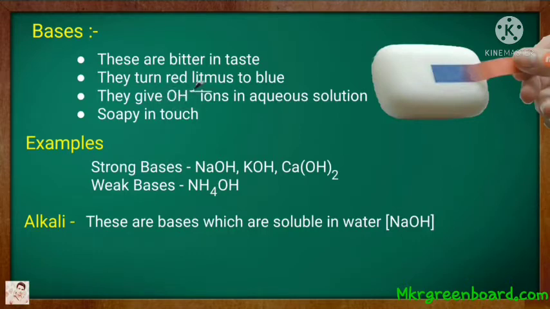Here, with the example they have given, red litmus paper turns blue in color when it comes in contact with soap. For example, strong bases are NaOH, sodium hydroxide, KOH, potassium hydroxide, Ca(OH)2, calcium hydroxide. Weak bases are NH4OH.